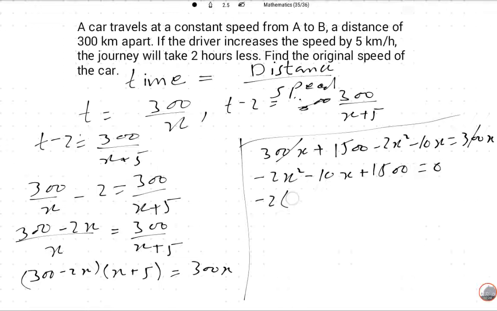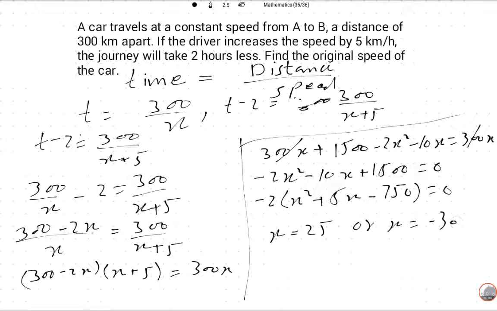So minus 2 is common. x square plus 5x minus 750 is equal to 0. I will use the calculator, and then the x value is 25, or x is equal to minus 30, so it is neglected. So if the speed is 25, the second speed is 30, so it is the required answer.